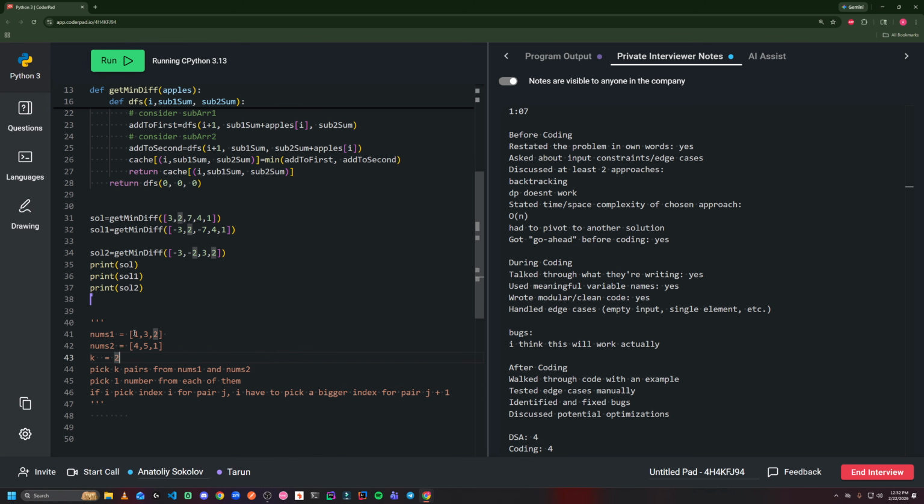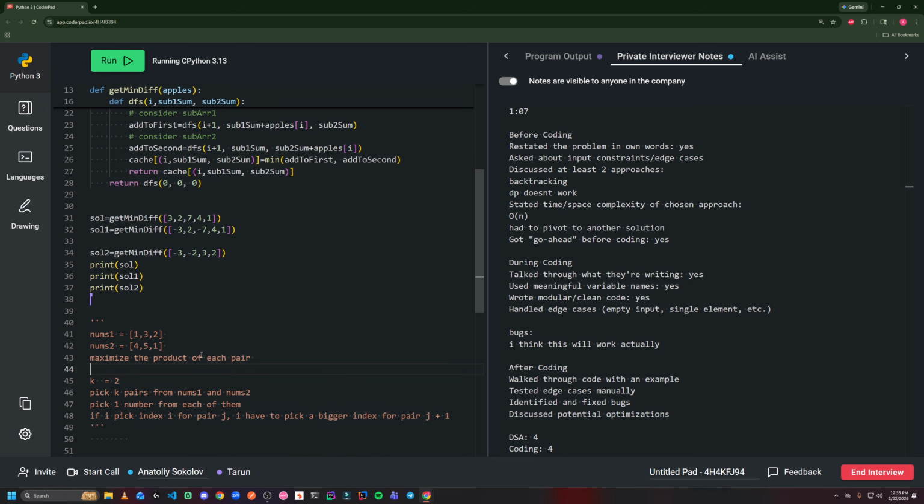Let's say for my first pair, I pick this index from nums1, then I can't pick this one for my second pair. So the indices in each array by themselves have to be in increasing order, but they don't necessarily have to be the same index. And basically what I'm trying to maximize here is the product of each pair. So what I want you to return is the sum of all products.